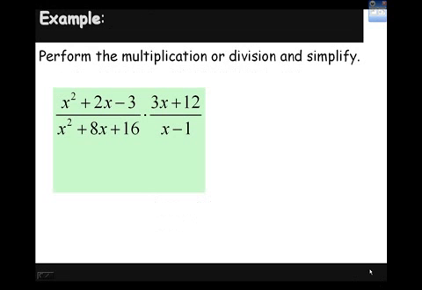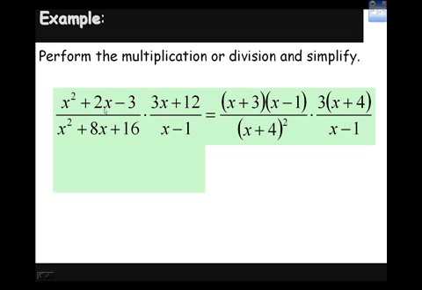In this example, we're going to multiply these two rational expressions. In order to do that, we're going to factor everything first. So the x squared plus 2x minus 3 factors to x minus 3 times x minus 1. The 3x plus 12 factors to 3 times x plus 4. And the x squared plus 8x plus 16 factors to x plus 4 squared.